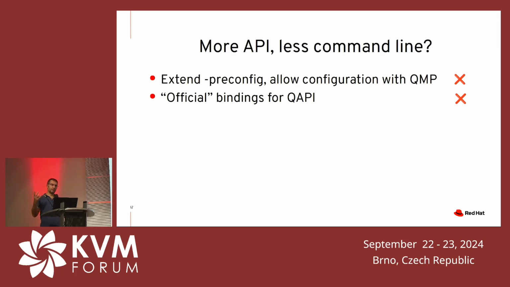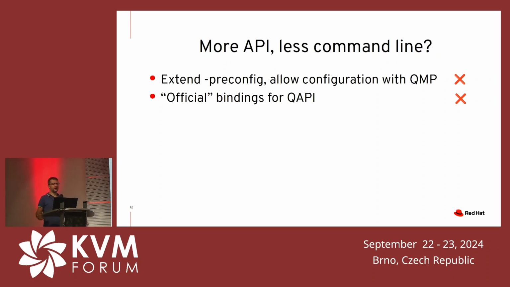Another thing where we had a little less success was to move more towards an API-driven way to configure the guests. One idea was to allow configuration of the virtual machine with QMP by extending preconfig. That didn't really happen. Preconfig mode has been cleaned up a lot, which was nice because, interestingly, as a result of fixing preconfig, you can now use the GTK and SDL backends on macOS, which is not entirely intended, but a very nice side effect.